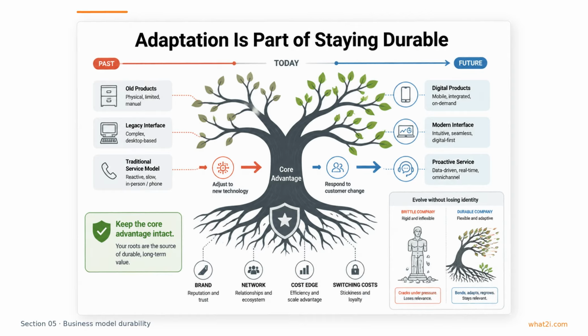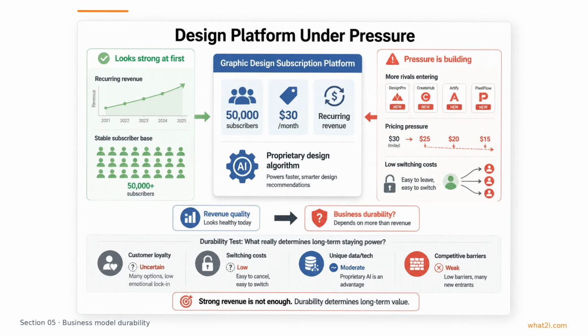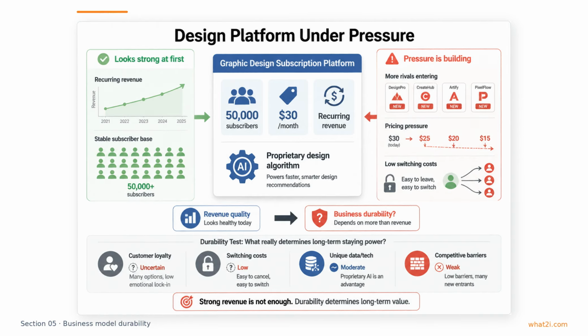Consider a subscription graphic design platform with 50,000 subscribers paying $30 a month. At first glance, that looks attractive because the revenue is recurring and the business also claims a proprietary design algorithm. But revenue quality alone does not prove durability. The real issue is what happens when competitors arrive and pricing pressure increases. If customers are deeply embedded, the algorithm is meaningfully better, and the workflow saves time, the model may hold up well. If not, the business may have recurring revenue without having a true moat.